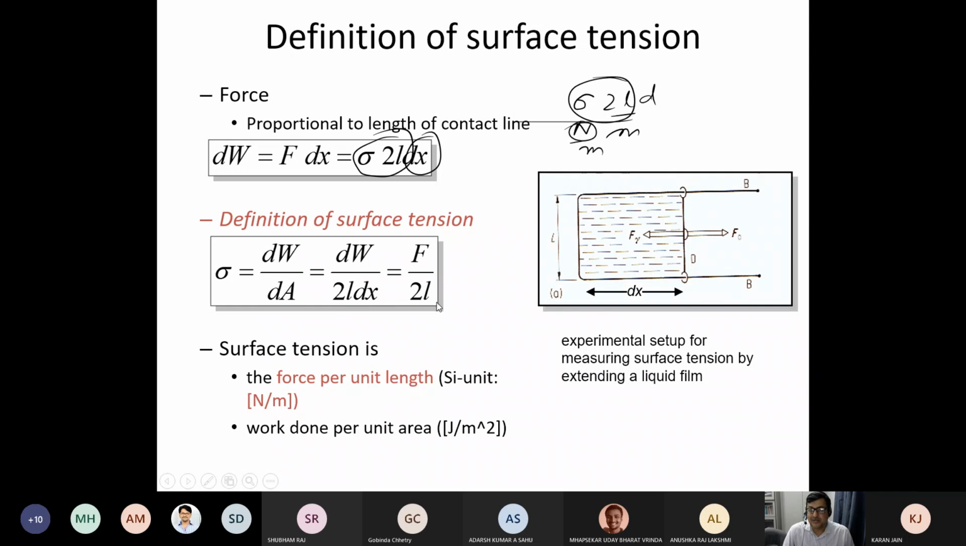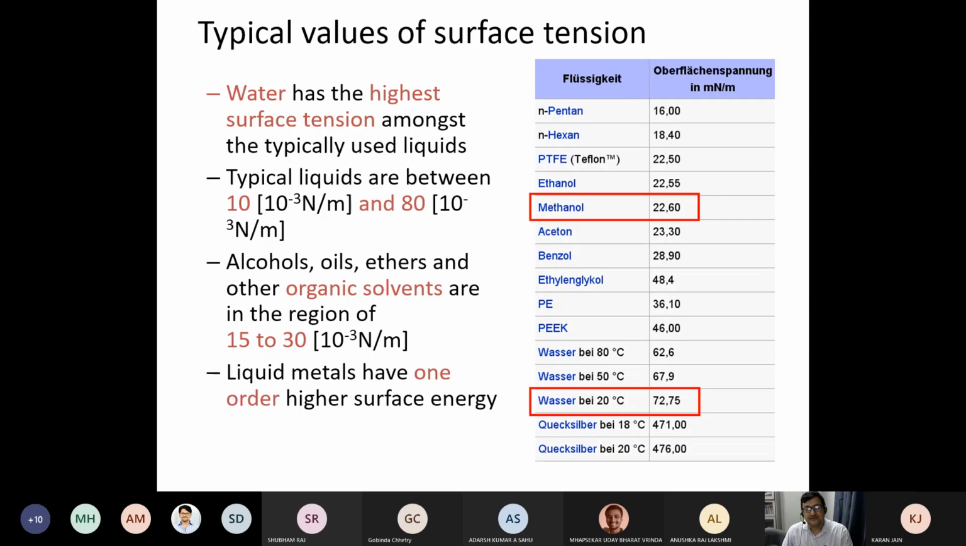So F by L gives you the surface tension, in Newton per meter or millinewton per meter. And that is equivalent to work per unit area or energy per unit area. When you express in terms of energy, you call it surface energy. When you express in terms of force, you call it surface tension force.